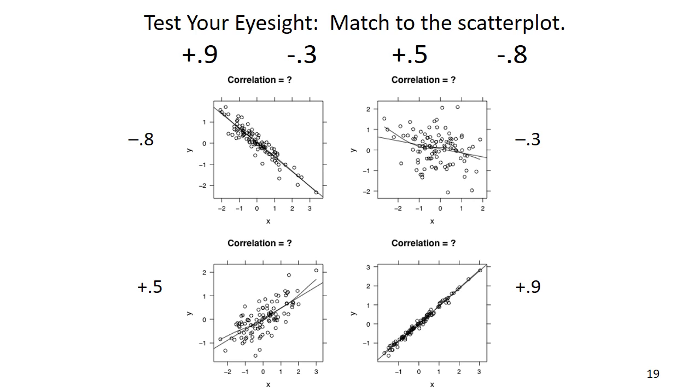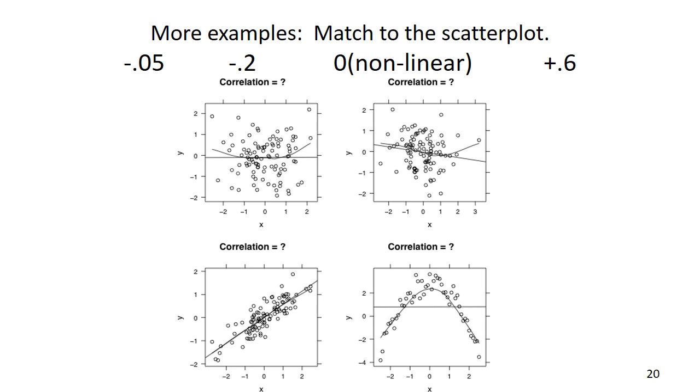Okay, let's try this again. So we have this first one, left to right. What would you consider this? Negative 0.05. And the reason why it is so low is because going from left to right, there is a trend. It's negative, but wow, is it all over the place. So it's very close to 0. All right, moving on to the next one.